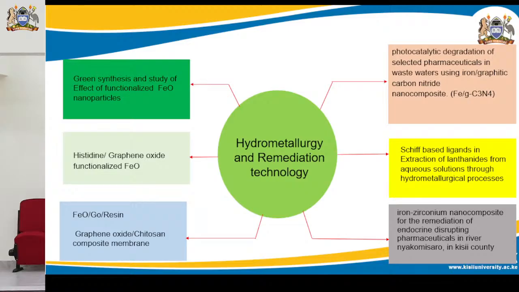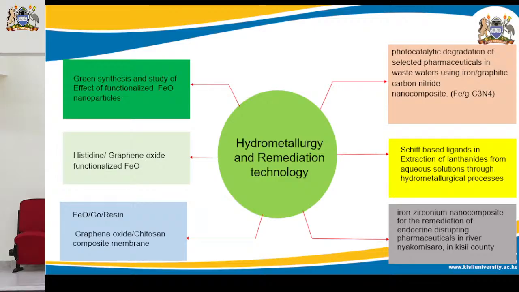Histidine, I think, is an amino acid of some sort. Right? For us, it's just a molecule. We put it on top of a graphene oxide and iron functionalize, and then we use it as an abstractor. You can also put it on top of polymeric resins, and it has the same effect. Then the other work, where most of my students currently are, is the degradation of selective pharmaceuticals in wastewater using iron graphitic carbon nitride. I think Benjamin is one of my students working on that.